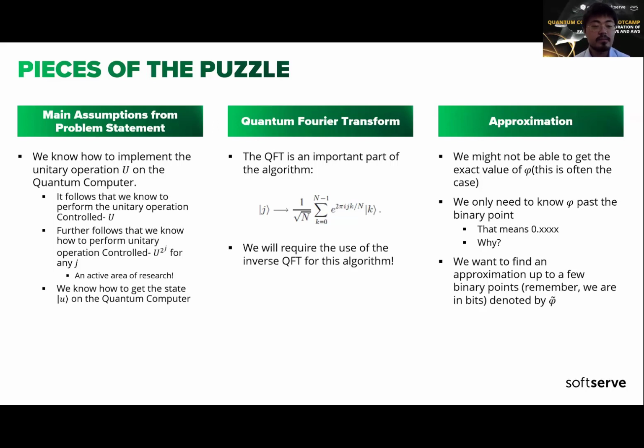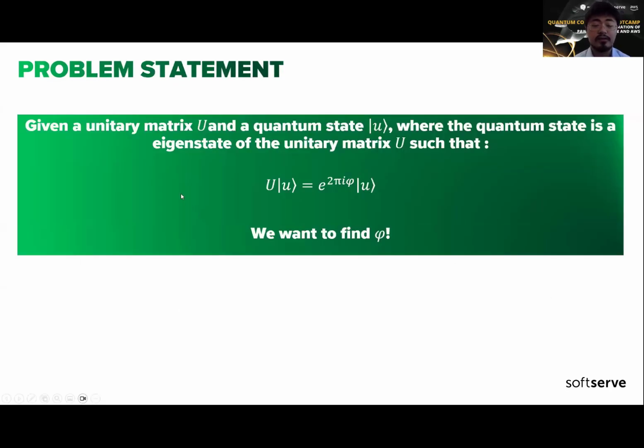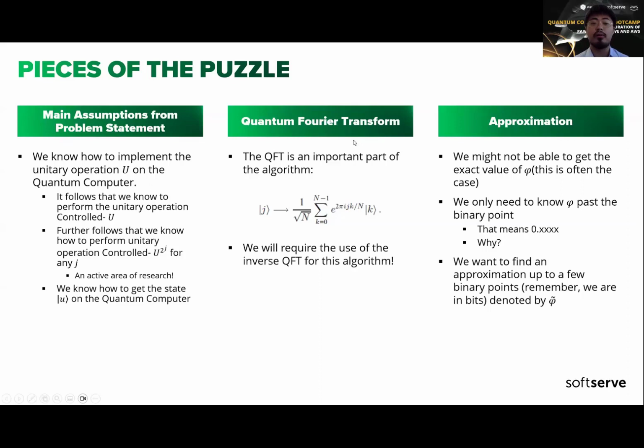Getting control-U operations and control-U to the power of 2^j can get really expensive. The last thing, which I should really put on a different, bigger bullet point, is that we know how to get the state |u⟩ on the quantum computer. So we are given a unitary matrix U and the quantum state |u⟩, which has a certain relationship. We need to know how to perform |u⟩ on the quantum computer as well. In essence, when we are given a unitary matrix U and the quantum state |u⟩, it means that we know how to implement these on the quantum computer.